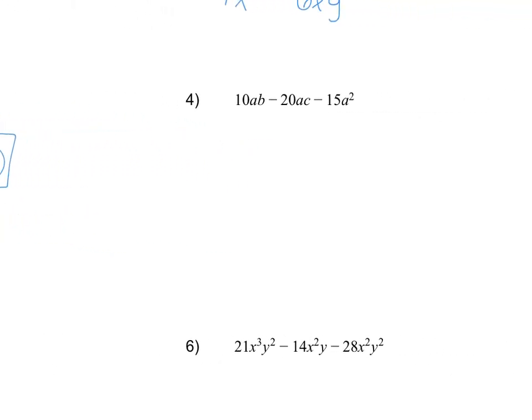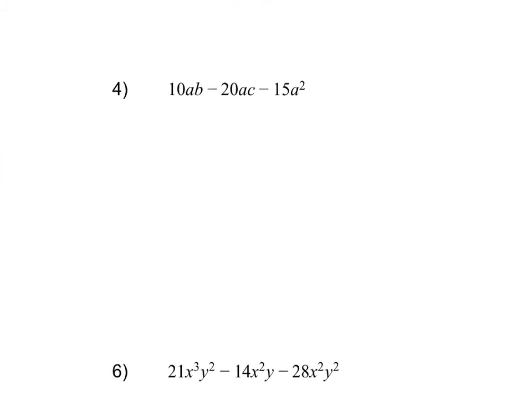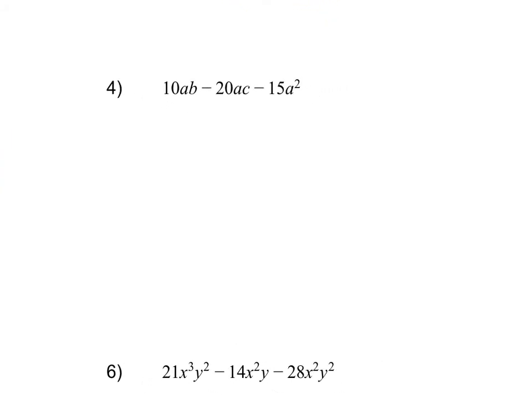All right, let's try another one. So looking at number 4, we're going to have to look at the variables and the numbers. So let's always look at our numbers first. What's in common with 10, 20, and 15? What's my GCF of that? Well, hopefully you notice they end in either a 0 or 5, so I can take a 5 out of each of them.